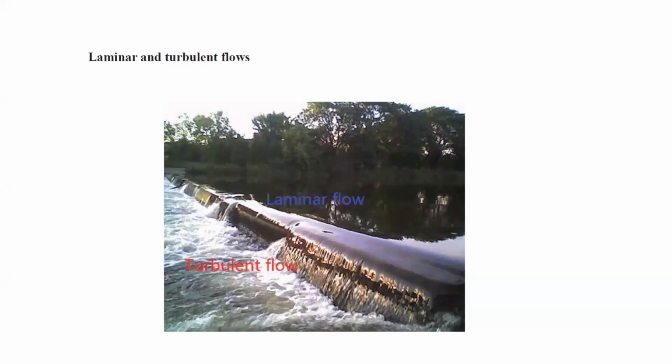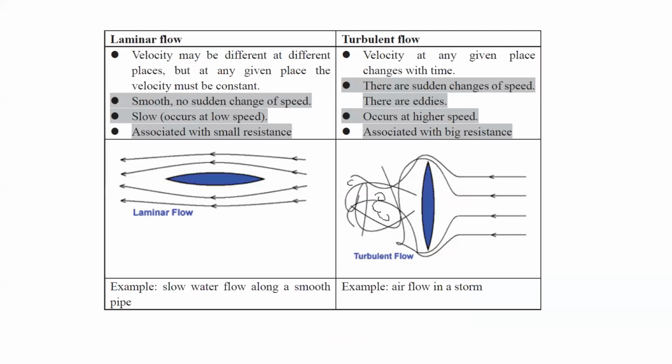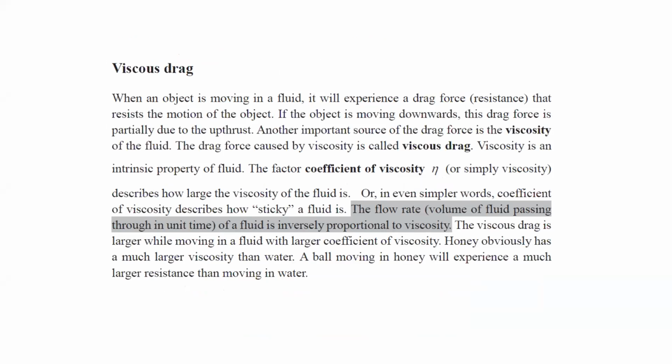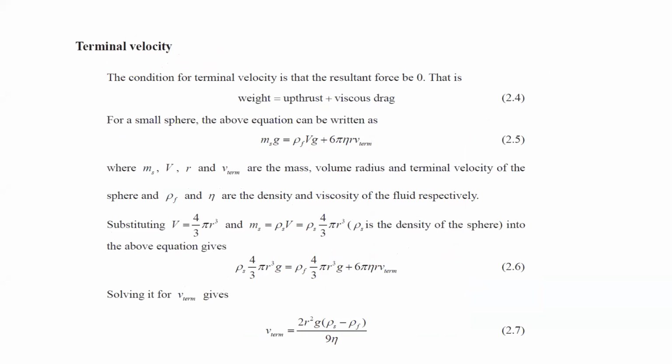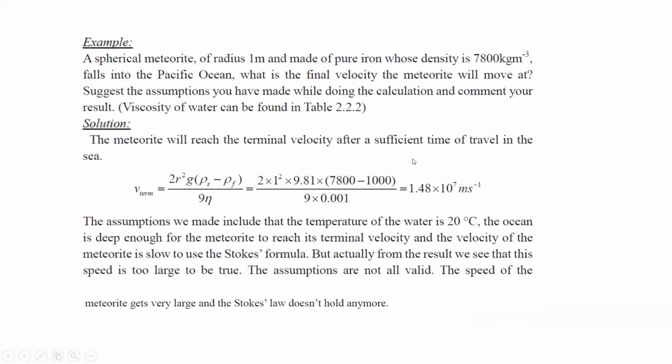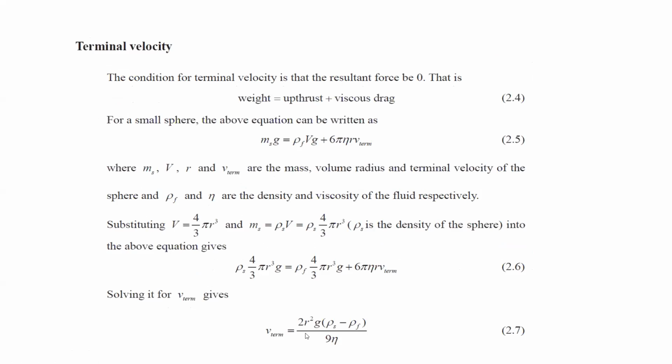So when the fluid is flowing, the flow can be laminar or turbulent. As we already discussed the difference between laminar and turbulent flow, the next topic is terminal velocity. What is the concept of terminal velocity? Terminal velocity means that when there is no resultant force acting on the object, it reaches a constant velocity, and we call that terminal velocity. So how can we find the terminal velocity?